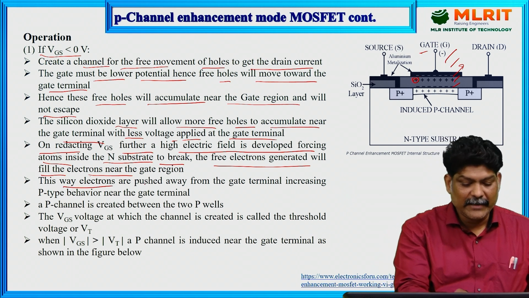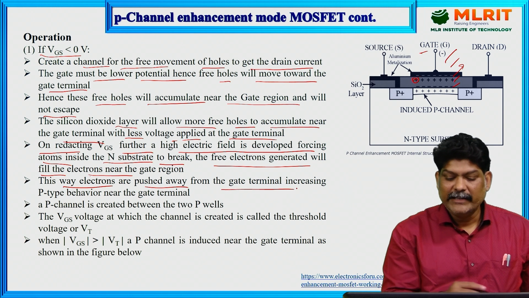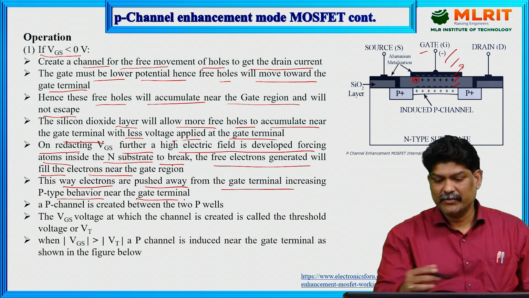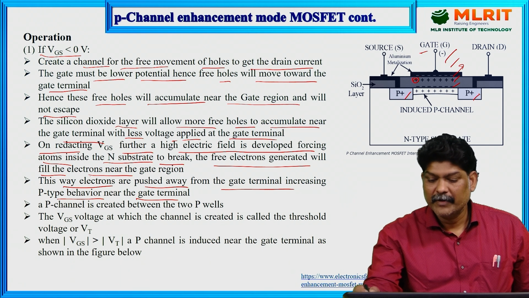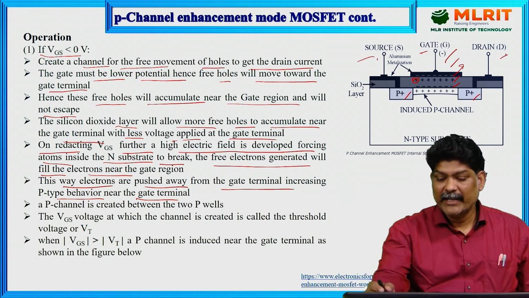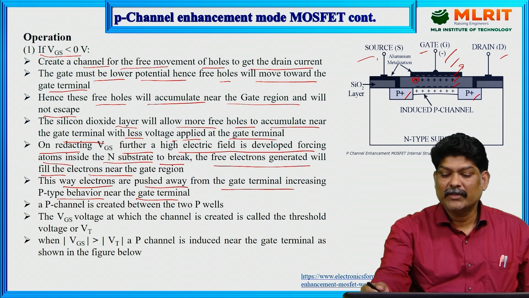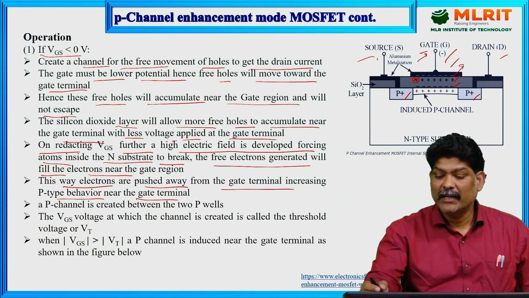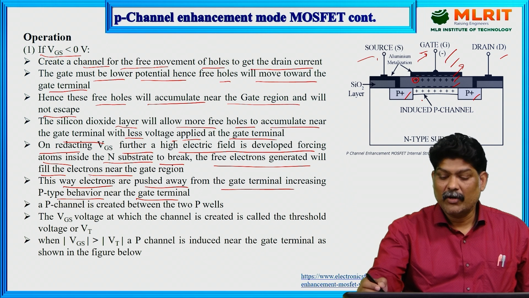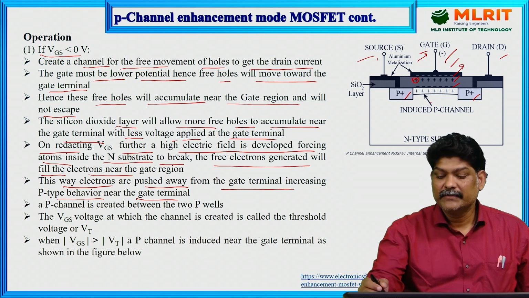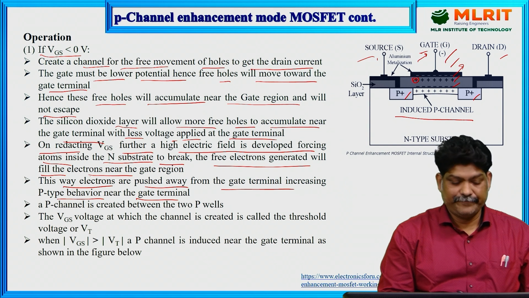So this way electrons are pushed away from the gate terminal, increasing p-type behavior near the gate terminal. So here we have p-type under the gate, source and drain terminals. Because of increasing the negative value of the gate, those electrons are attracted by this p-type material. So this is the induced p channel.